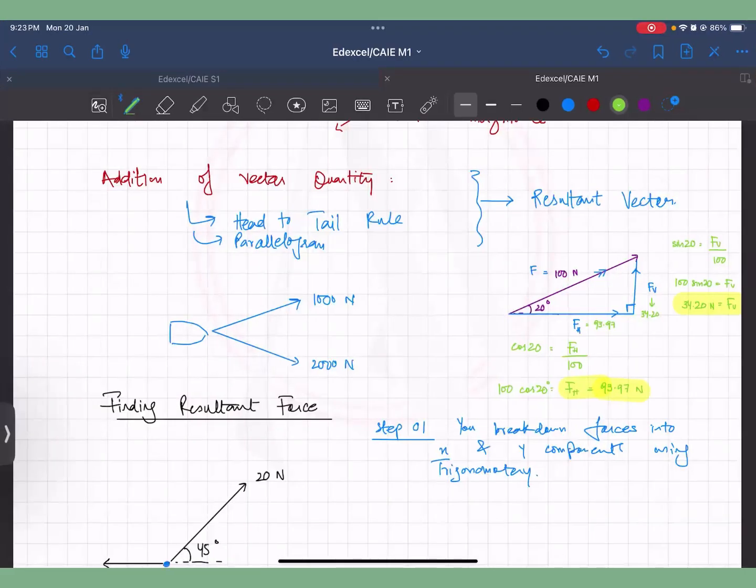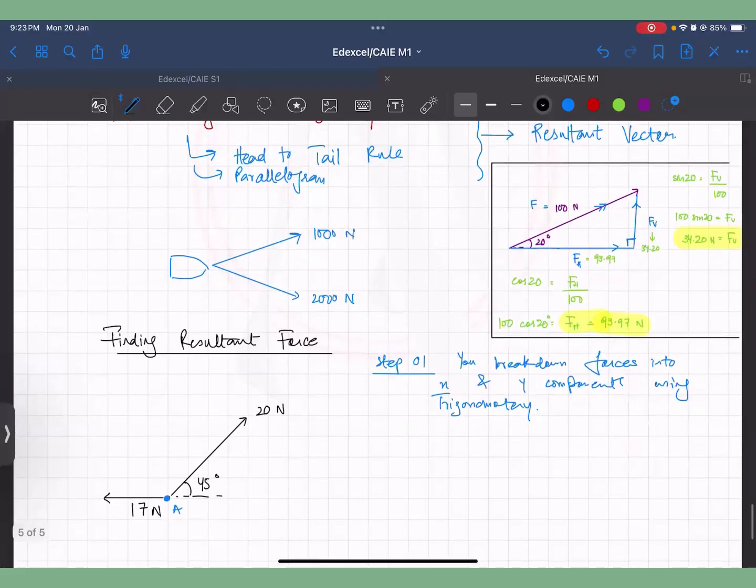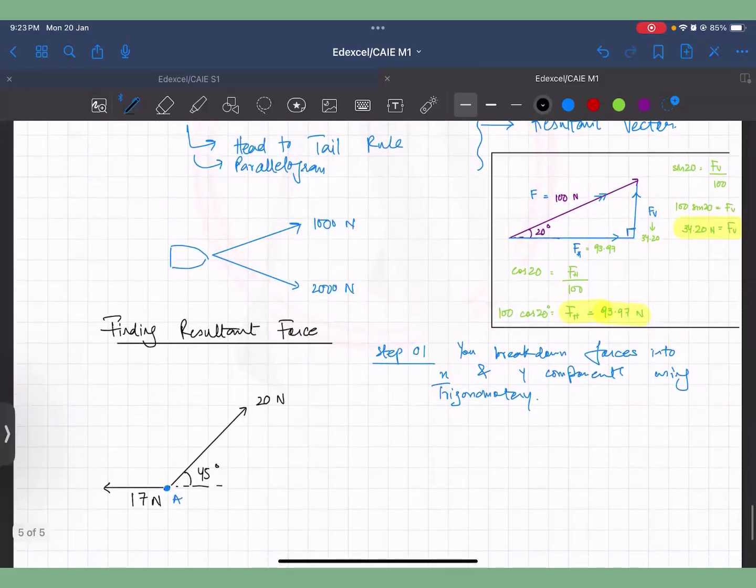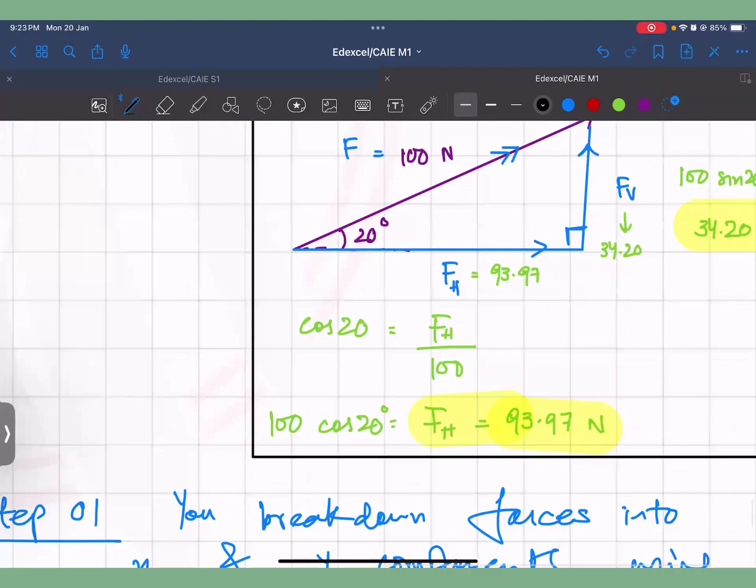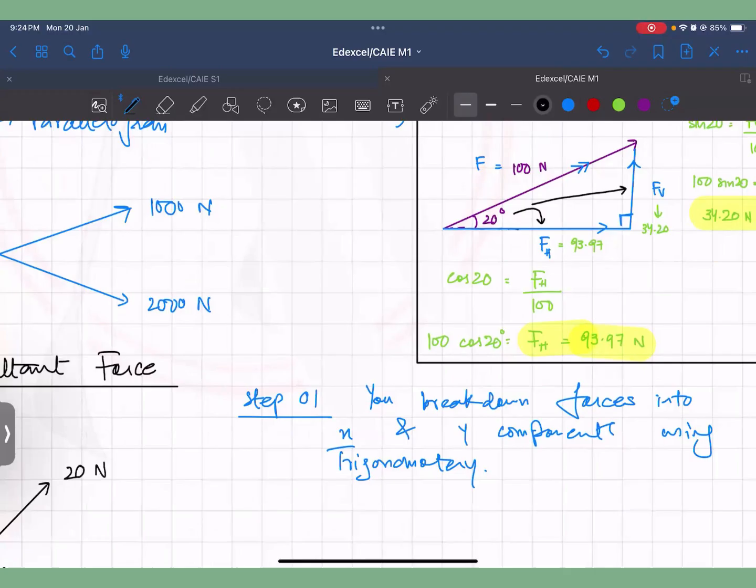This is how you break down any vector into its horizontal and vertical components. Most of the time, for the component which is adjacent to the angle, you would use cos, and for the component which is opposite to the angle, you would use sine. You will see this. For the adjacent one, use cos. For the opposite one, use sine.